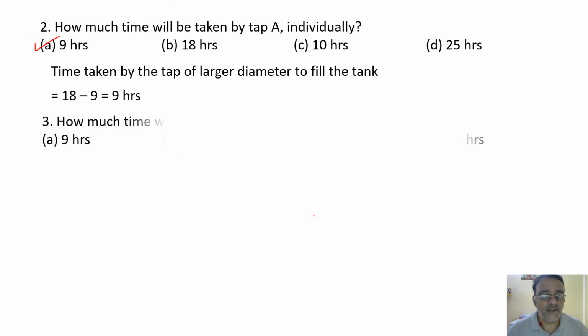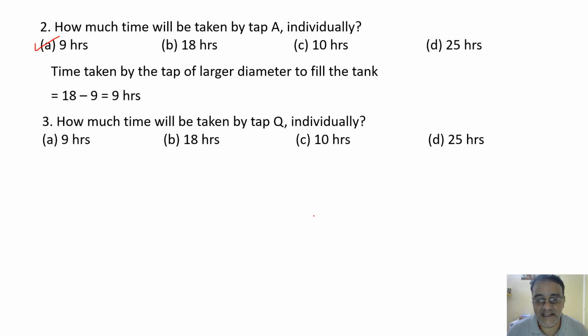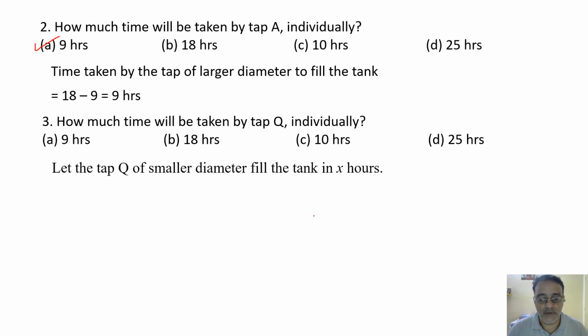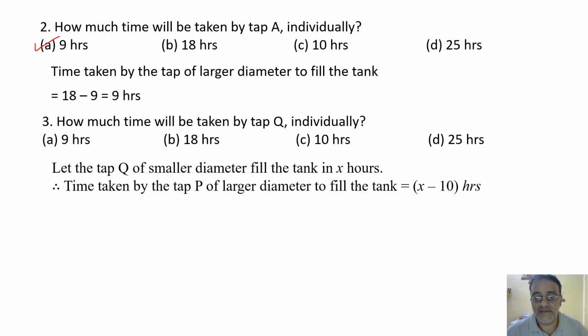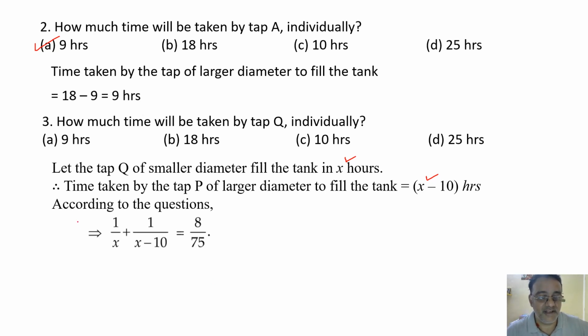Right. Now the next question, how much time will be taken by tap Q individually in the second case? So in the second case, we take x for the smaller one, that is tap Q, and tap P, which has the larger diameter, will take 10 hours less. So x minus 10. So the 1 hour work of this tap is 1 upon x, and for this tap is 1 upon x minus 10, and the total time taken is 9 3 by 8, that is 75 by 8, and we take its reciprocal. So we are getting this. Is this equation clear?